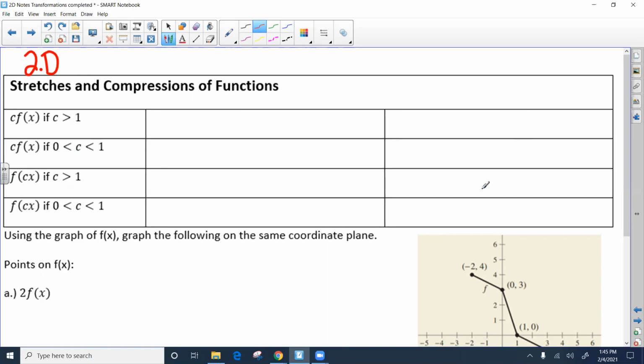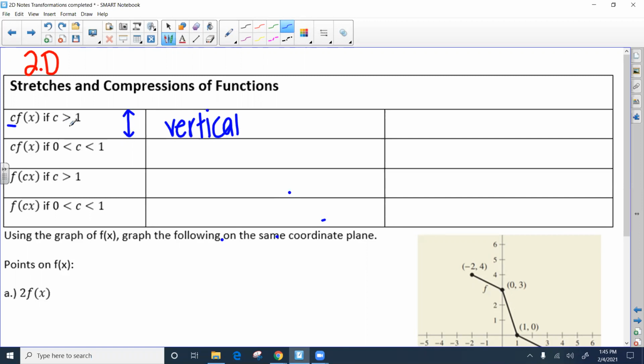So let's fill this part in first. What type of stretch or compression each of these is. If we look at the first one, C f of X, notice this is multiplied by the C. C is on the outside. So I know this is affecting the outputs, which means it's stretching along the y-axis. It's affecting the outputs or the y's. If something is stretching along the y-axis, it's either getting taller if it's a stretch or shorter if it's a compression. But I know it's along the y-axis, so I know it is vertical.